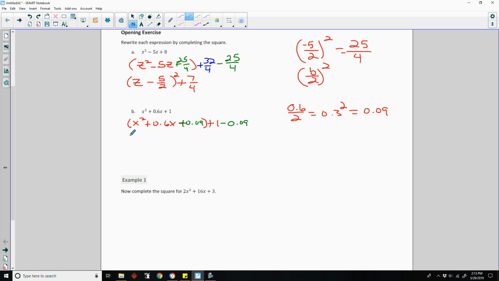So after doing that, I get a perfect square of x, and I take my b, which was plus 0.3, quantity squared, and then I just need to calculate 1 minus 0.09, and that is 0.91. So my answer is x plus 0.3 squared plus 0.91.